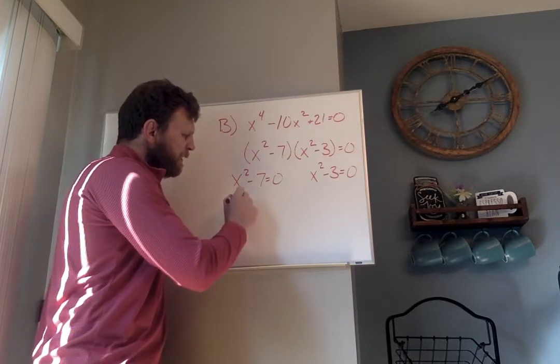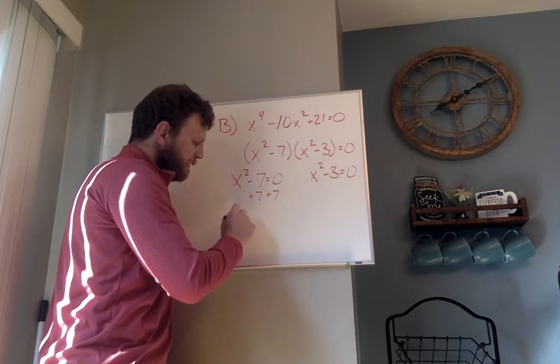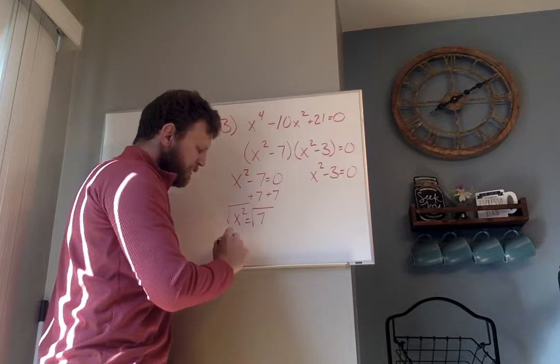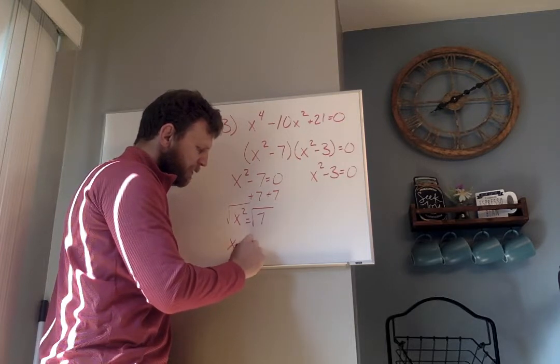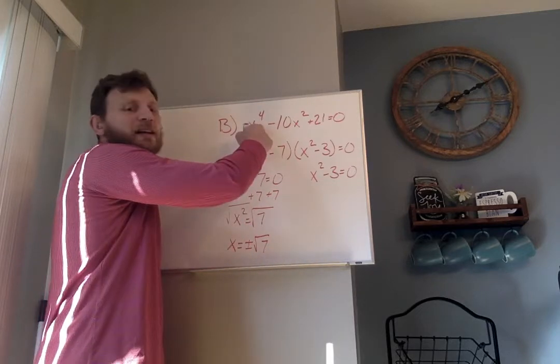So I'm going to add 7, and it's going to give me x squared equals 7. And then I take the square root. So I have x equals plus or minus the square root of 7. So I have two answers right there. And remember, I need 4.